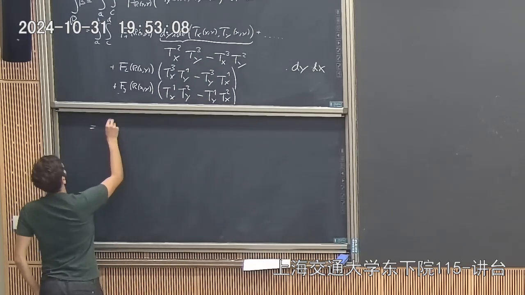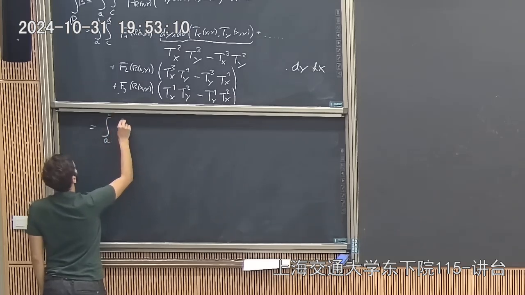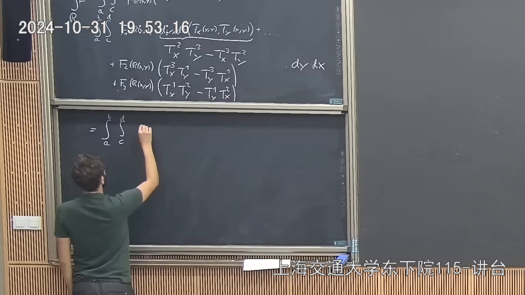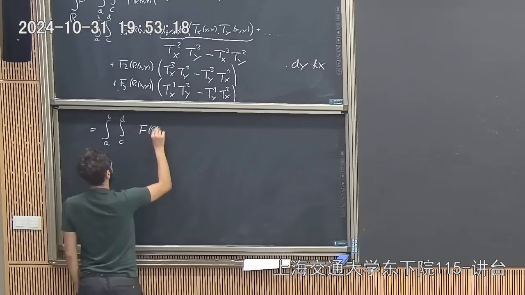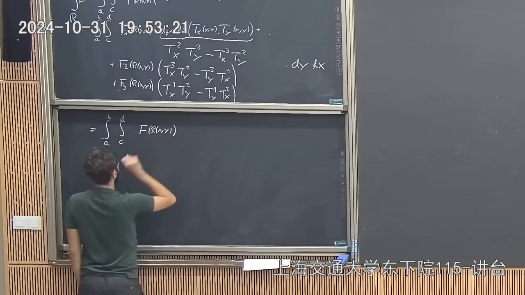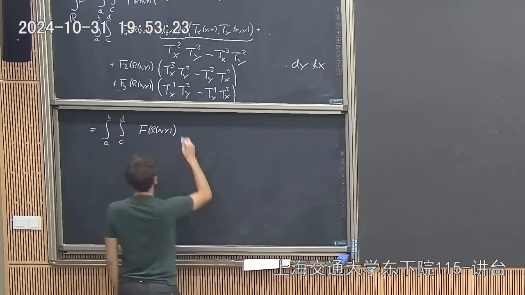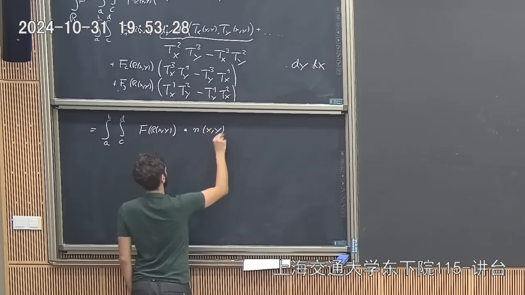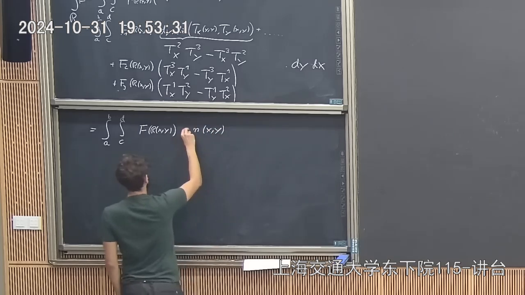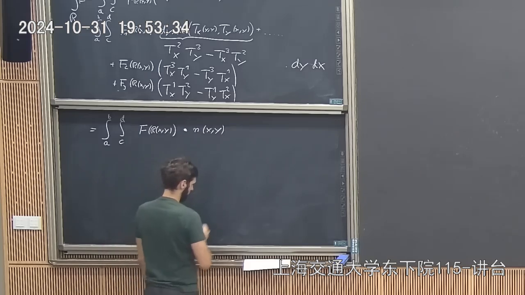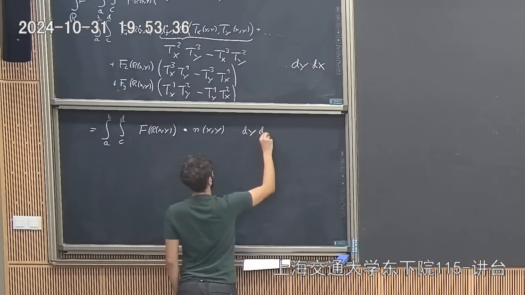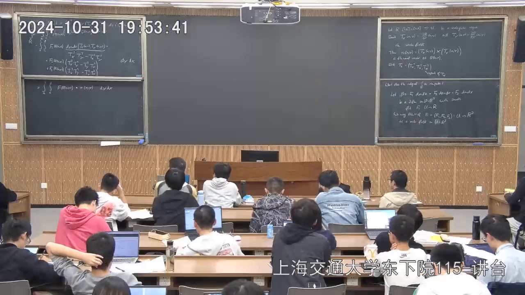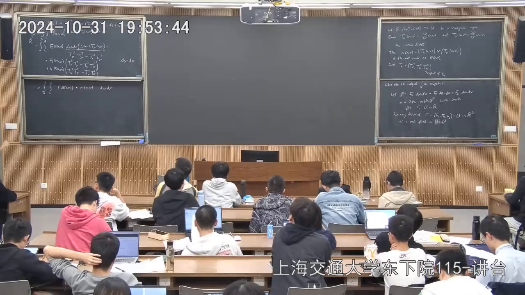So what you see is that you can write all of that in a nicer way as f, which is the vector field, times the normal vector field, and that's really here the dot product, and then we calculate dy dx. So that's a nice formula, definitely nicer than the second one.